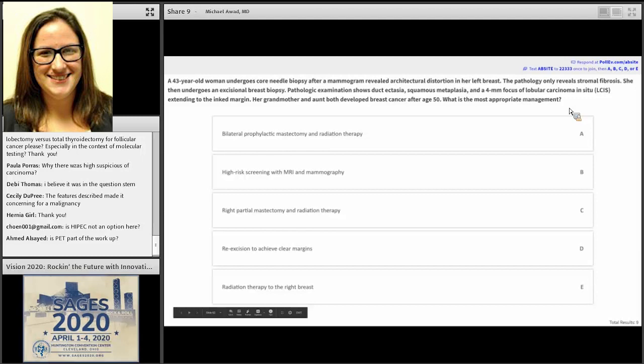A, bilateral prophylactic mastectomy and radiation. B, high-risk screening with MRI and mammography. C, right partial mastectomy and radiation. D, re-excision to clear margins. Or E, radiation therapy to the right breast.